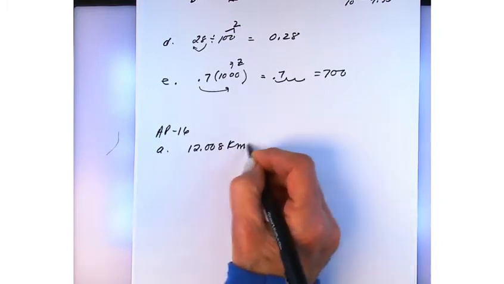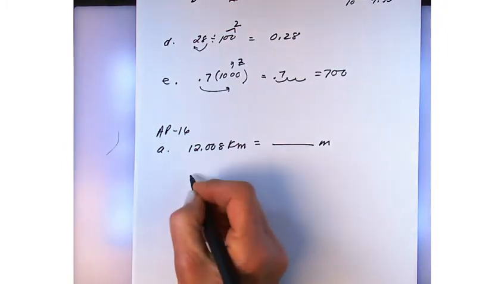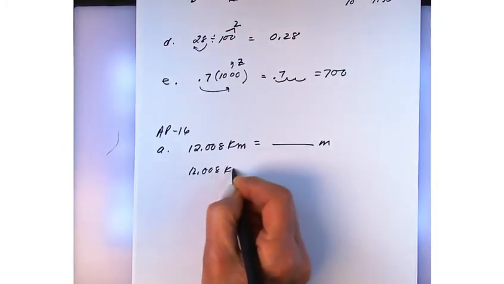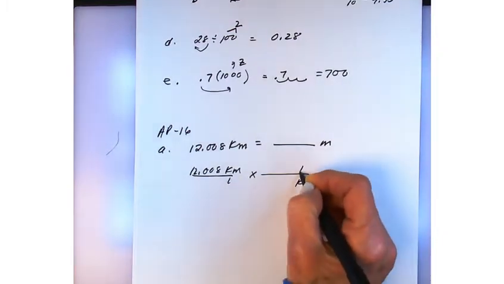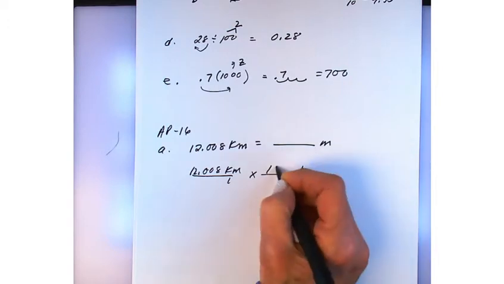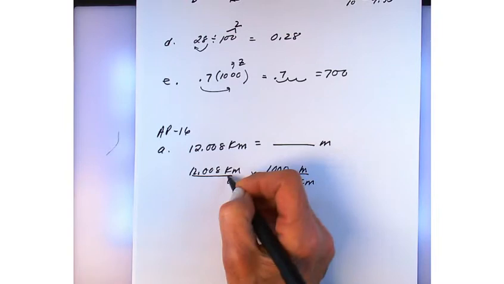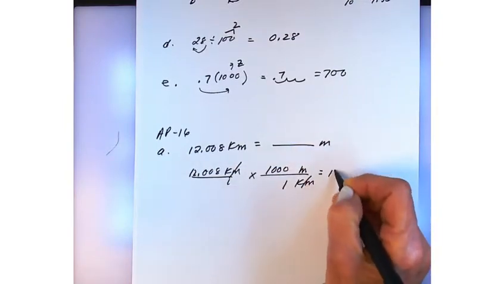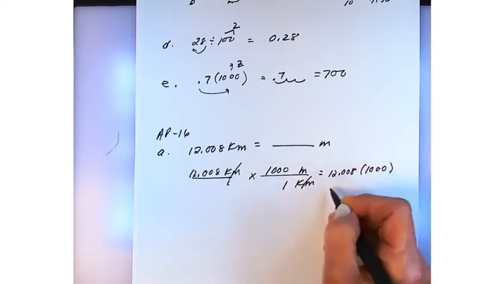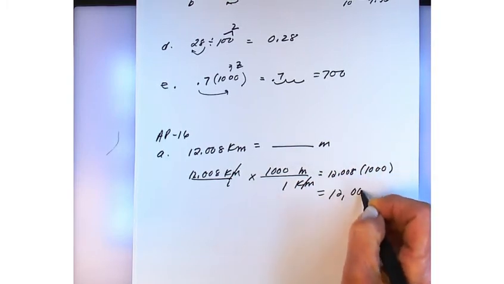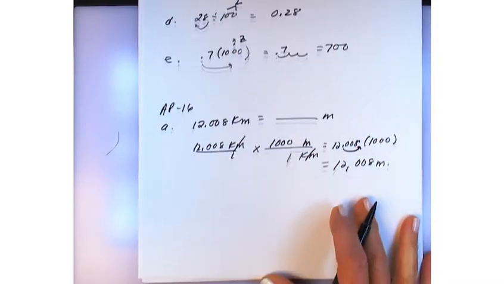12.008 kilometers equals how many meters? Out go the kilometers, in come the meters. And remember, it takes 1,000 meters to equal 1 kilometer. The kilometers cancel. 12.008 times 1,000 gives me 12,008 meters. I moved it 3 places to the right.